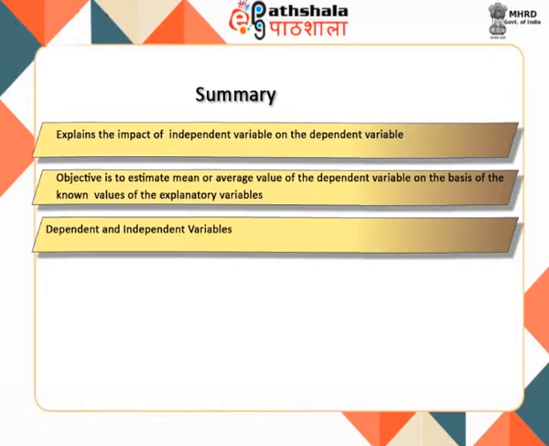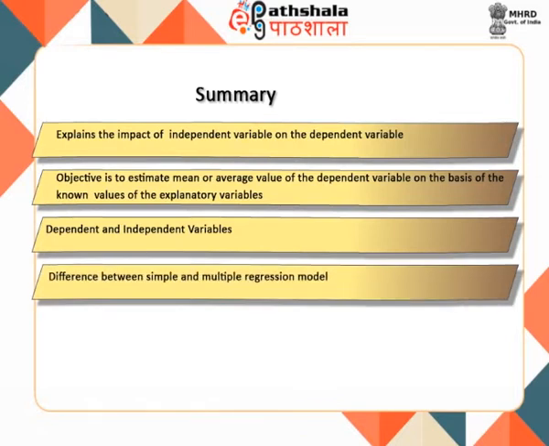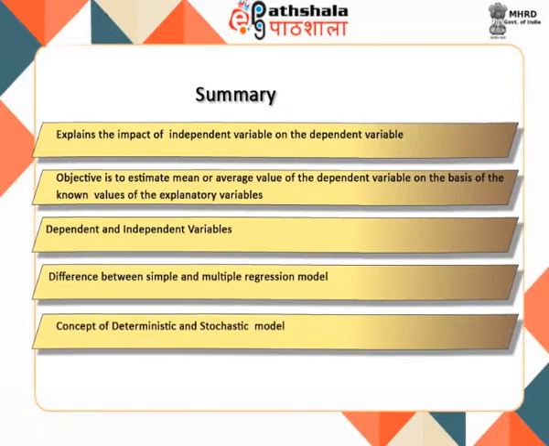Study of only two variables at a time is simple regression analysis, whereas the relationship between a dependent variable and two or more independent variables is known as multiple regression analysis. A deterministic model is one in which the dependent variable is uniquely determined by parameters in the model. Conversely, in a stochastic model, randomness is present.